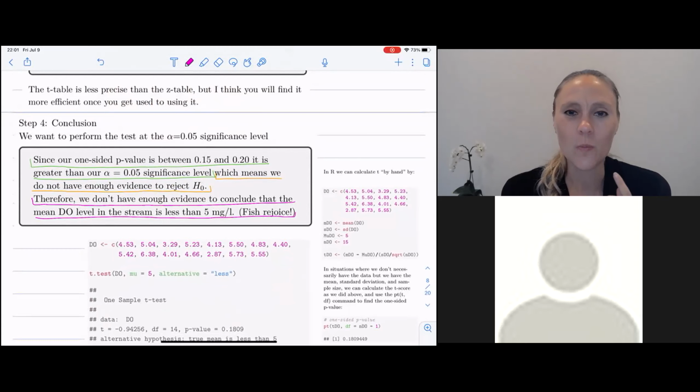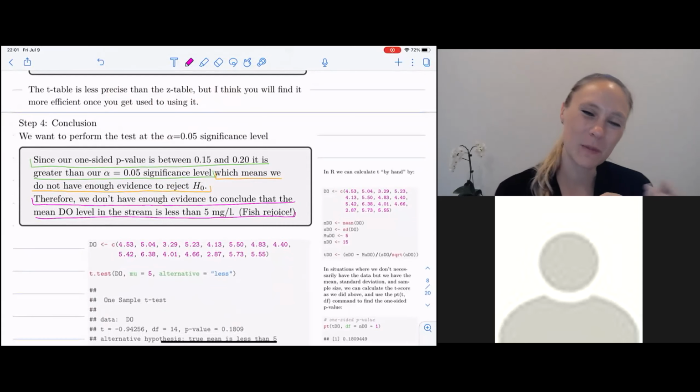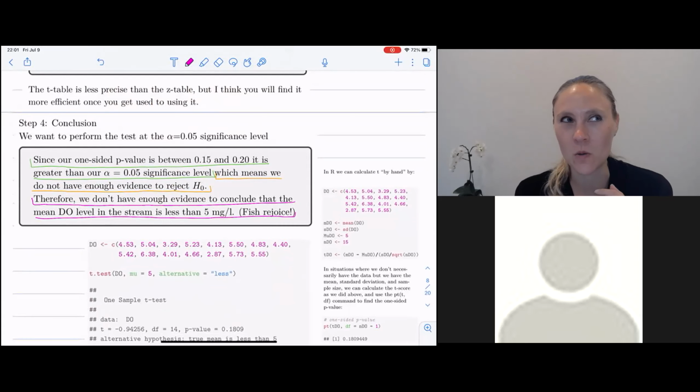We were really hoping that we weren't going to reject the null hypothesis. Why? Because then all the fish would be dying, right? That's really bad. So it depends on the scenario. Sometimes you are kind of wanting to reject H naught. Sometimes in cases like this, it's like, okay, it's lower than 5, but it's not significantly lower, so we don't have to worry quite yet.